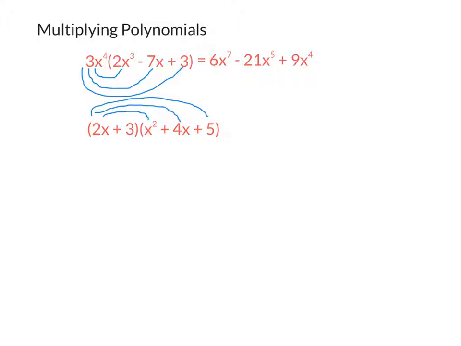Then we're going to take the 3 and multiply it or distribute it to the x squared, and then to the 4x, and then to the 5. And when we're finished, we're simply going to combine the like terms and come up with our final answer. So our final result, after distributing each of the numbers in the binomial and combining like terms, is 2x to the third plus 11x squared plus 22x plus 15.